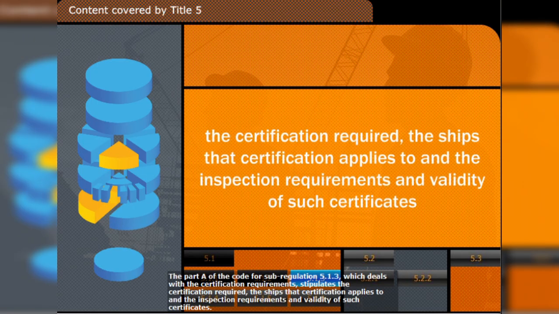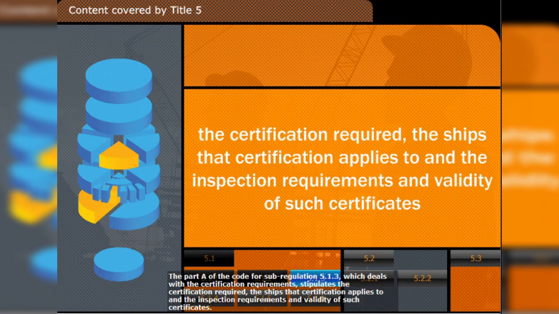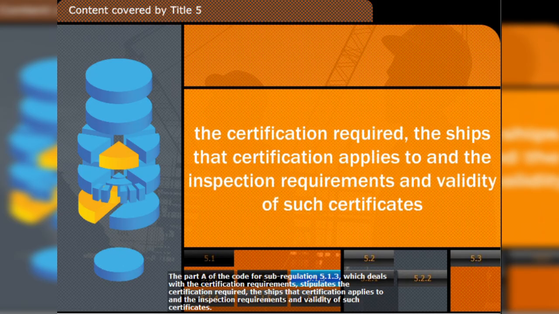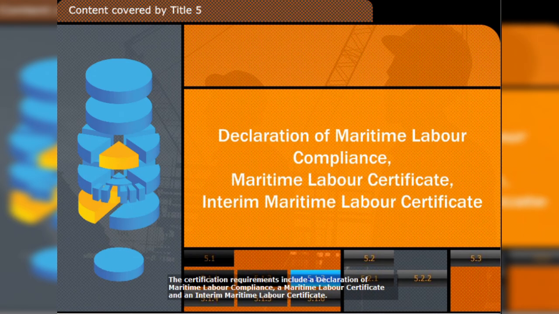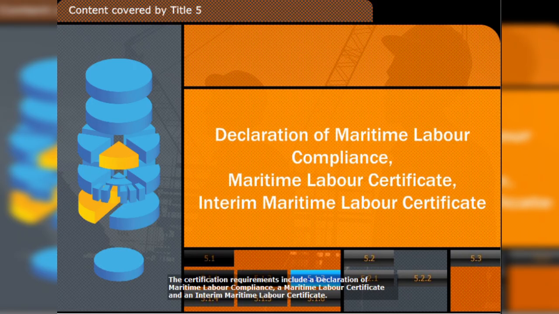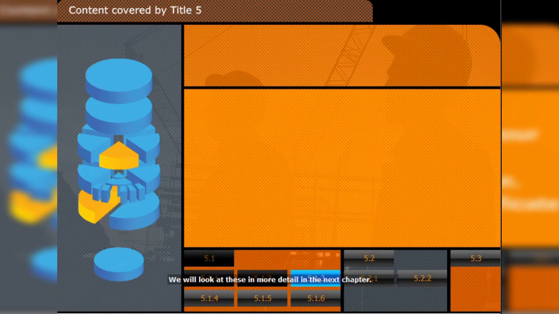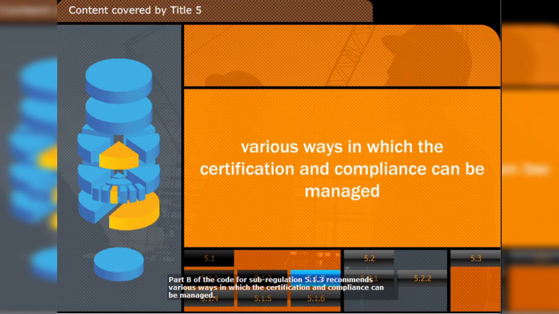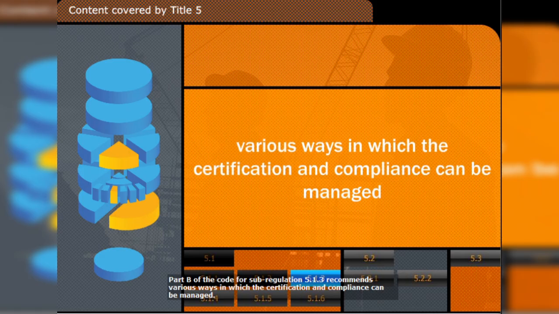Part A of the Code for Sub-Regulation 5.1.3, which deals with the certification requirements, stipulates the certification required, the ships that certification applies to, and the inspection requirements and validity of such certificates. The certification requirements include a declaration of maritime labour compliance, a maritime labour certificate, and an interim maritime labour certificate. We will look at these in more detail in the next chapter. Part B of the Code for Sub-Regulation 5.1.3 recommends various ways in which the certification and compliance can be managed.